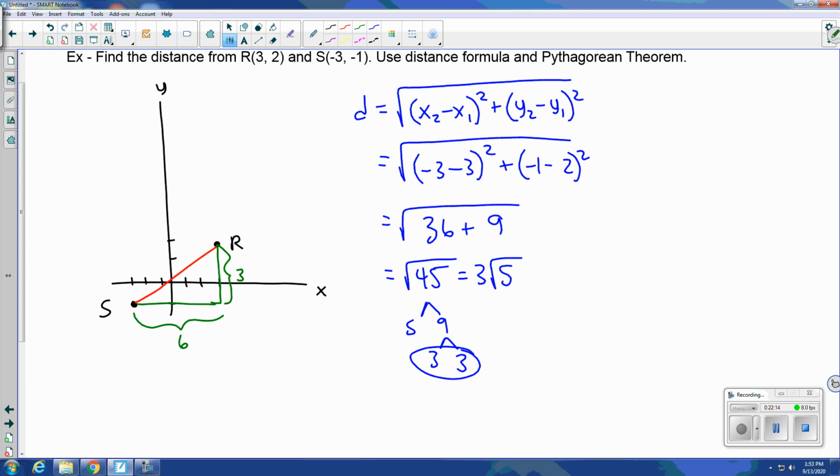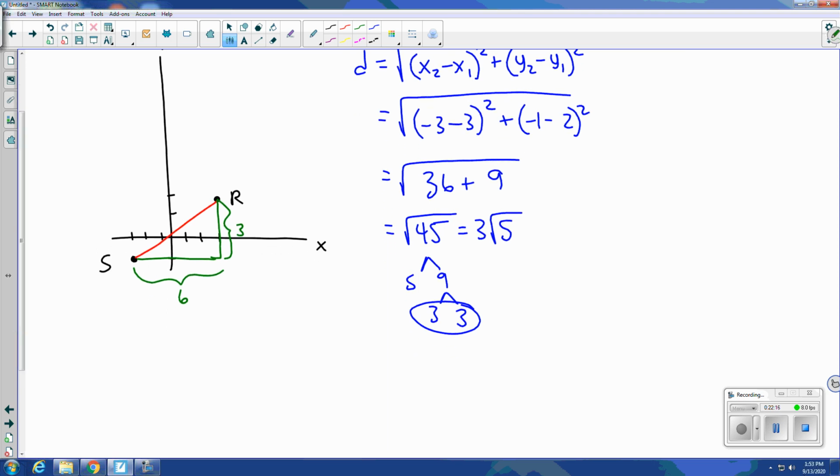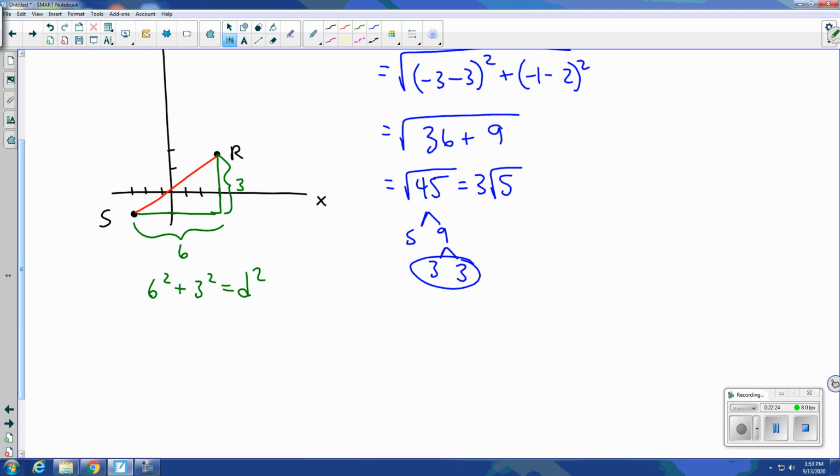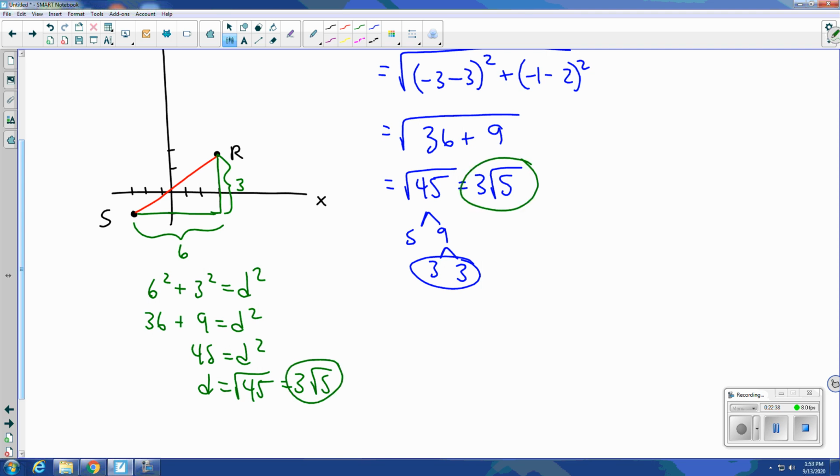Then I can use the Pythagorean theorem to find out what the distance of this red line would be. I can say 6 squared plus 3 squared equals the distance squared. We're going to have 36 plus 9 equals d squared, so 45 equals d squared. We're going to have d equals the square root of 45, which we already know simplifies to 3 root 5. And we can see that either method will reveal the same result.